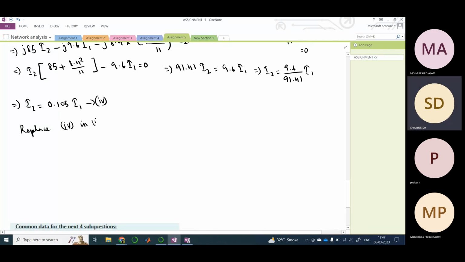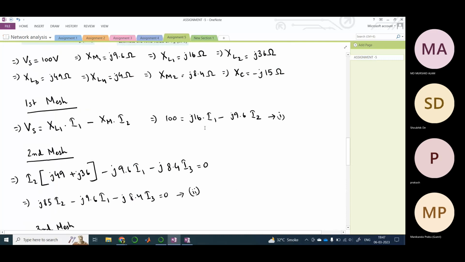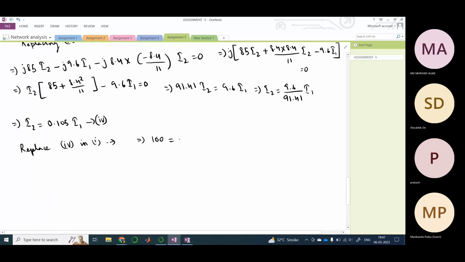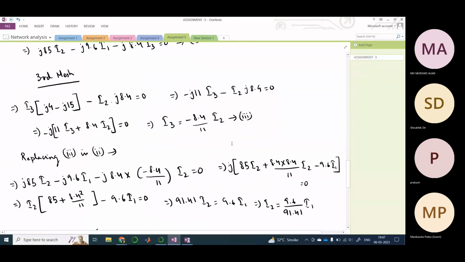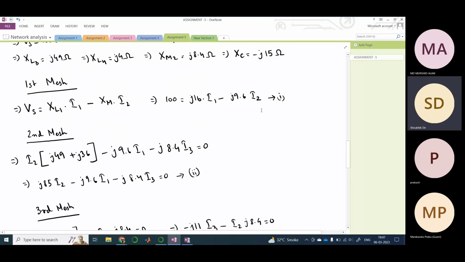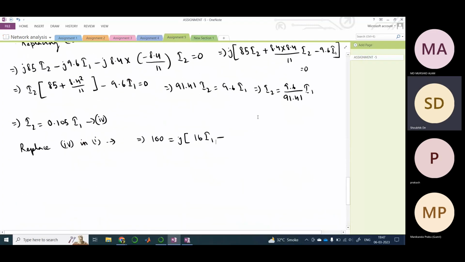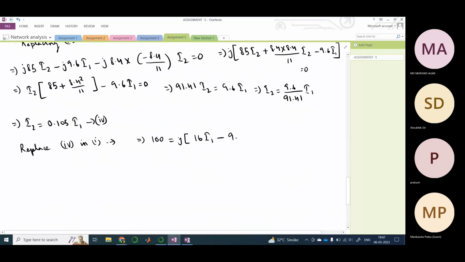4 in 1. Okay. So it was 100 equals J16. Let us take common J minus, what it was, 9.6 into 0.105 I1. Can anyone tell me this value? 16 minus 9.6 into 0.105.